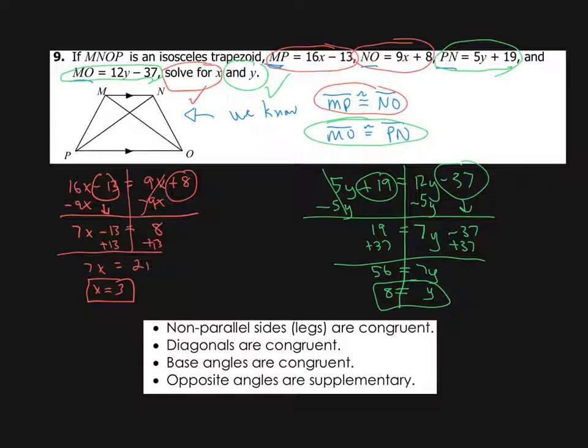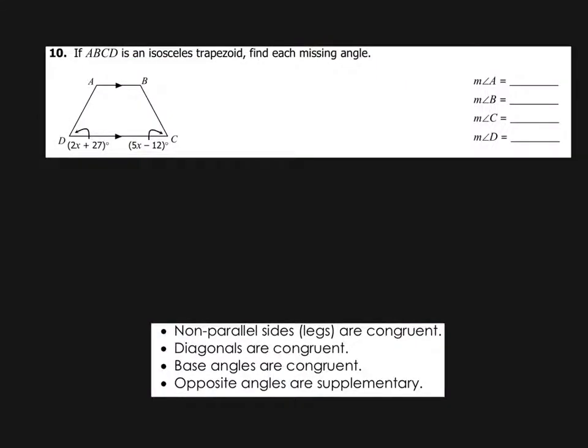Let's kind of move on together for number 10. Again, the first thing I see here is that we're referring to angle D and angle C. They're telling me this is an isosceles trapezoid. They either have to tell me or they have to give me the actual tick marks. So what do I know? I know that base angles, right? These are the base angles here, and then the other base angles are up here. I know that base angles are congruent.